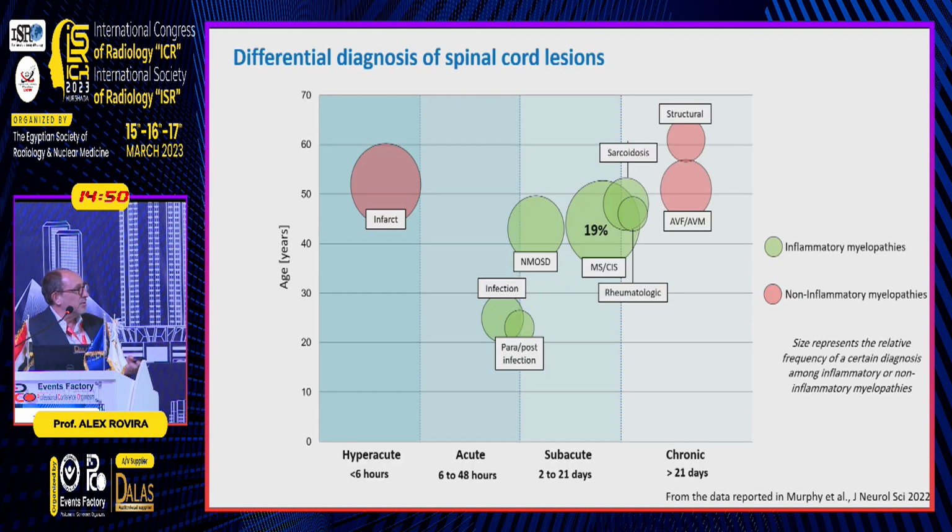So I think it's extremely important to keep in mind this graph. You have to consider the onset of the clinical symptoms, acute, hyperacute, chronic, but also the age. And as you can see here, whenever you have a chronic clinical situation, longer than 3 weeks, in patients over 50 years of age, 40, 45, always consider a tumor or a vascular malformation in your differential diagnosis.